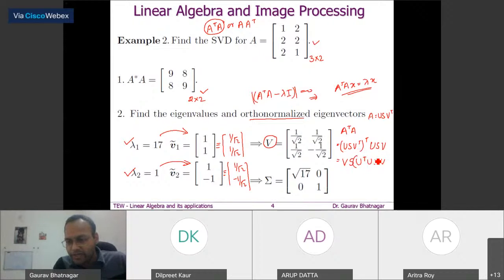You can combine these two matrices. Since U is orthogonal, it will go to I, and I'm going to have V S V transpose. So whenever you take A transpose A, you are going to get V and sigma, and whenever you take A A transpose, you are going to get U and sigma. Again, using the same analysis, you can immediately identify that whenever you have A A transpose, you will get the matrix U and sigma.